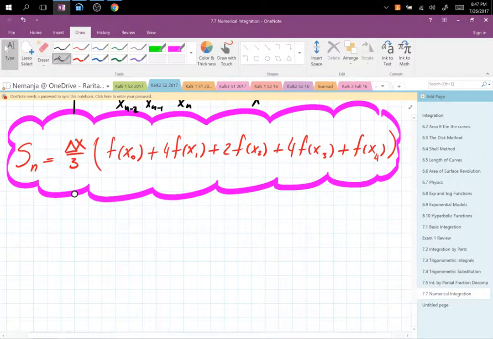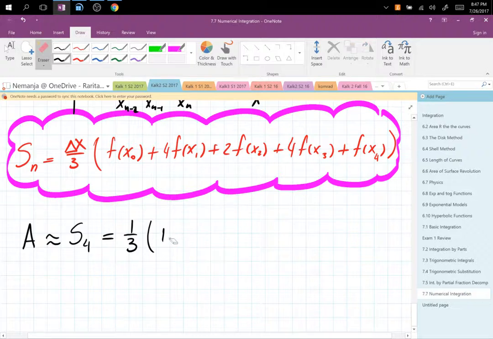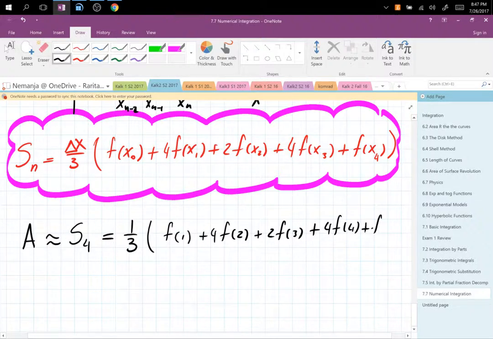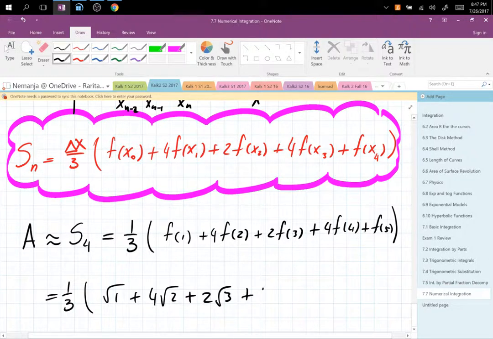The calculation is just plug the numbers in. I said middle school, so it is middle school. We have that the area is approximately calculated with S4, which means Simpson's with 4 rectangles, 4 regions. And we have 1/3 times 1 times f of 1, plus 4 times f of 2, plus 2 times f of 3, plus 4 times f of 4, plus f of 5. All I did is plug the values 1, 2, 3, 4, 5 into the formula, and now we write everything else. So it's going to be 1/3 times square root of 1, plus 4 square root of 2, plus 2 square root of 3, plus 4 square root of 4, plus square root of 5.